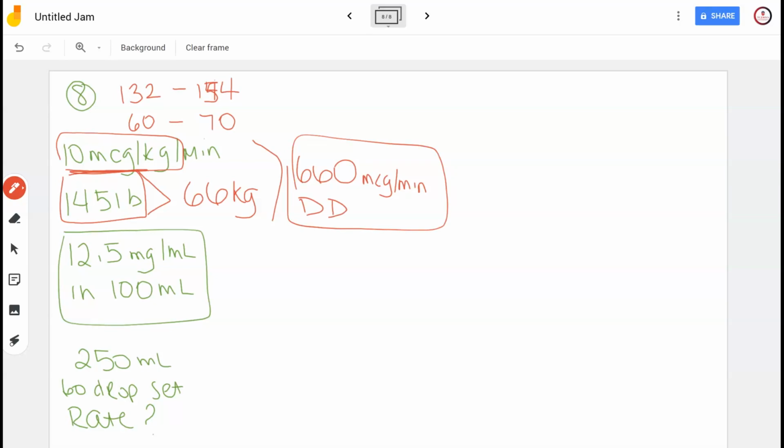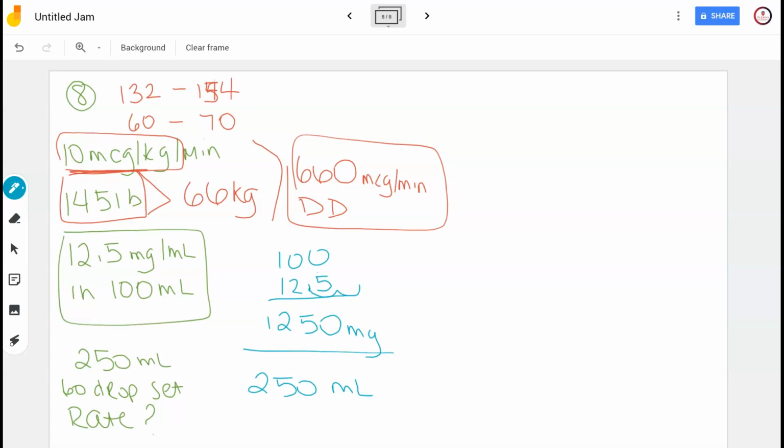Now you have to find out what your dose on hand is. So if you were putting one entire package that has a concentration of 12.5 milligrams per milliliter, and it's 100 milliliters, you're going to do 100 times 12.5, which the super easy way to do it is to just move this decimal point over twice. So it becomes 1250 milligrams, and you're going to put that in a 250 milliliter bag.